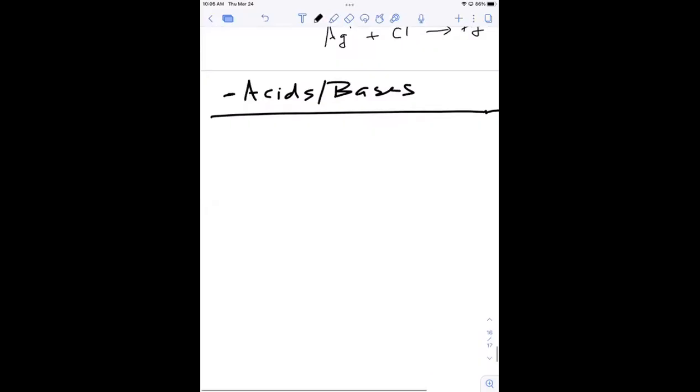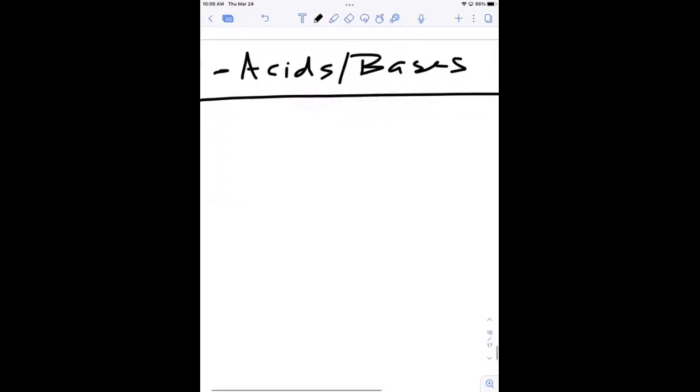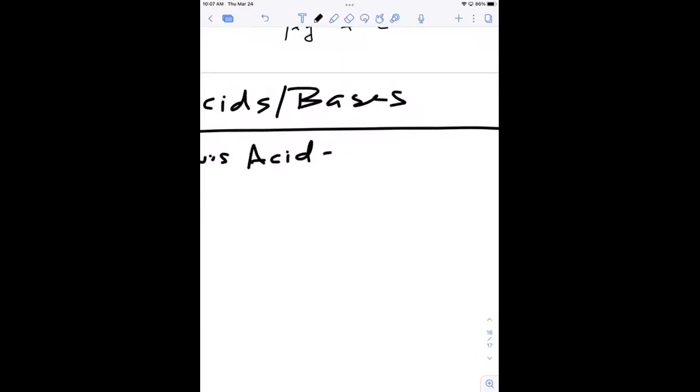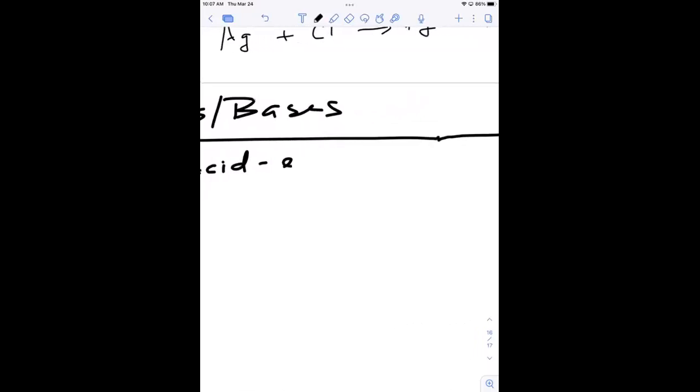All right. So let me introduce you first to what we call a Lewis acid, right? Because there are different types of acids and bases. So the first thing I want to introduce you to is what we call a Lewis acid. Now, a Lewis acid is not a typical acid. It's different in the sense that it is an electron pair acceptor.